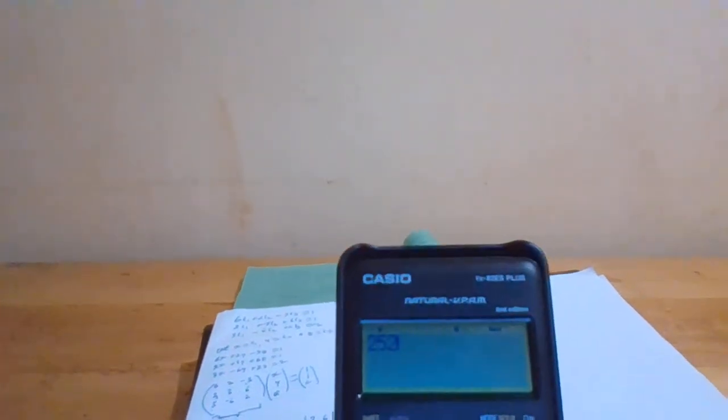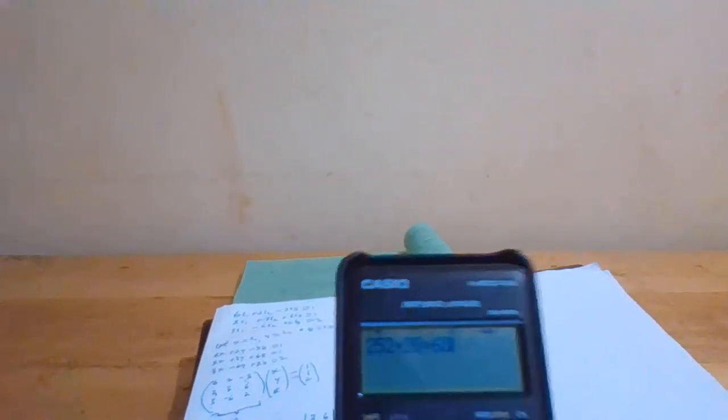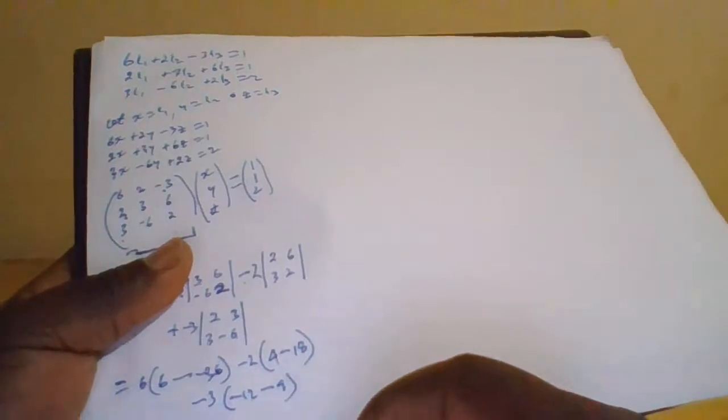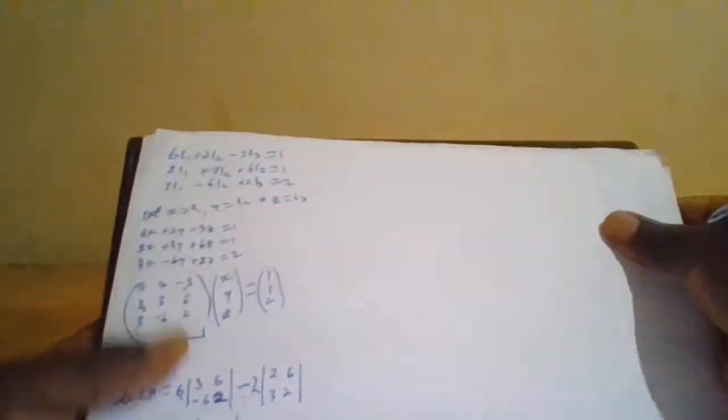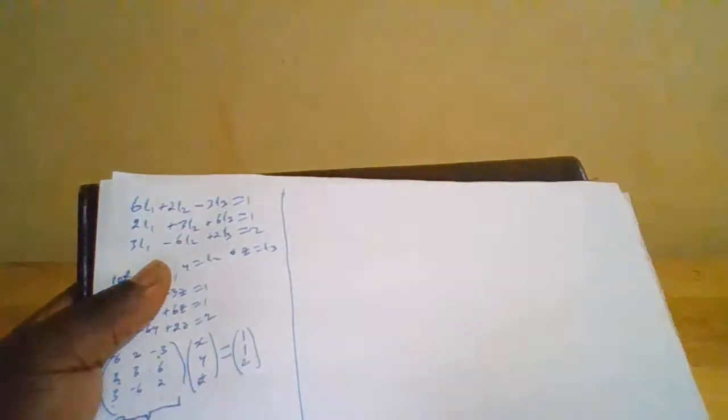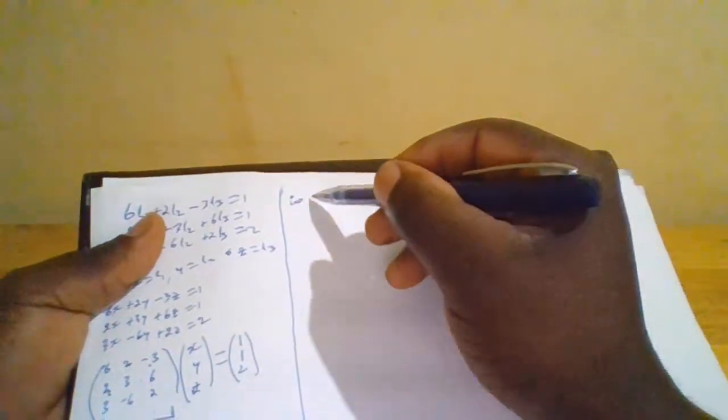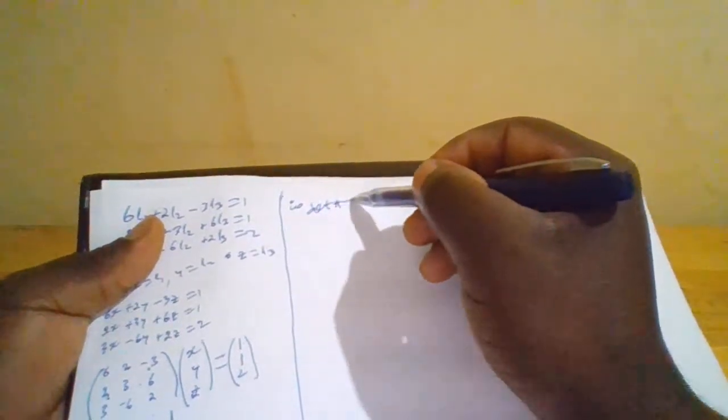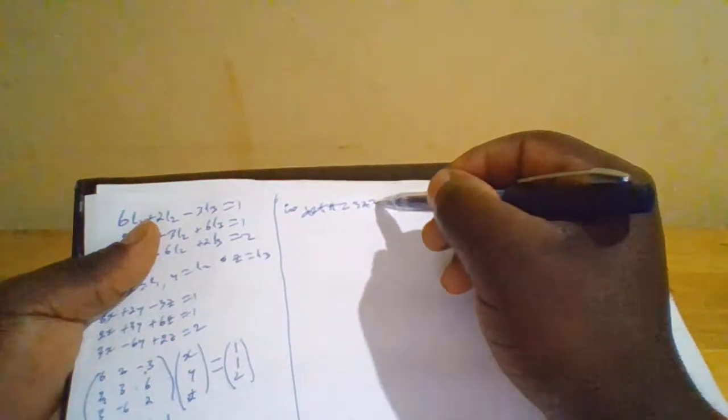So this is 6 times 42, which is 252, plus 28 plus 63. Adding, we get 343. Therefore, the determinant of A equals 343.